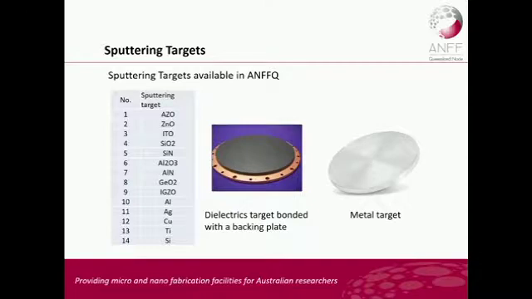So here is the summary of the sputtering material we have in our facility. So we have a few oxide material and metal material as well. So usually for dielectric targets, when you order the target, you have to ask the supplier to make sure you have this backing plate on the back to protect your target. And for metal target, we usually don't need the backing plate.